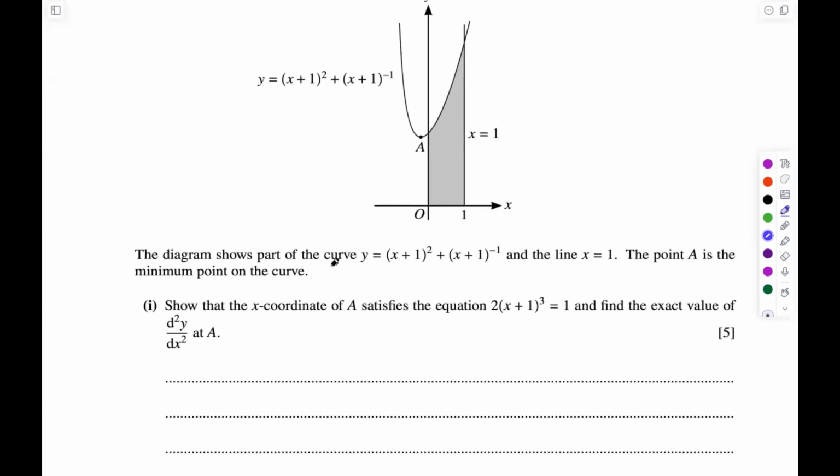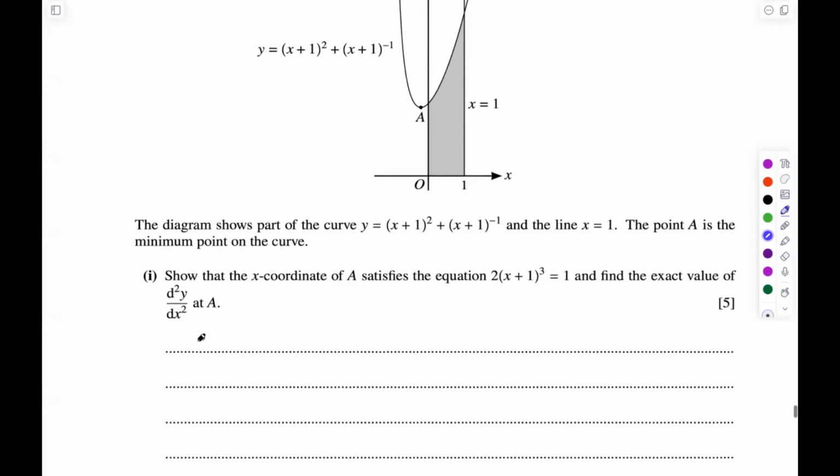Now, as it is a minimum point, we'll have to first find the dy/dx of the curve. So the dy/dx will be equal to, we'll multiply 2 with the coefficient. So this will become 2 into x plus 1. This will become a power 1. And we'll multiply with the derivative of x plus 1, which is 1. And over here, minus 1 will multiply by plus 1. So this will become minus into x plus 1 to the power minus 2. And the derivative of x plus 1 is 1. So that will remain as it is.